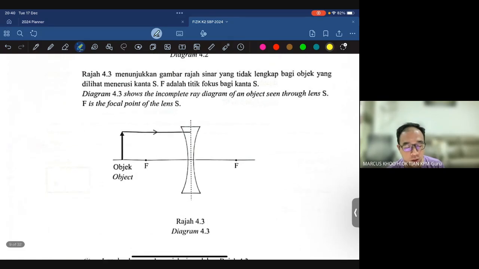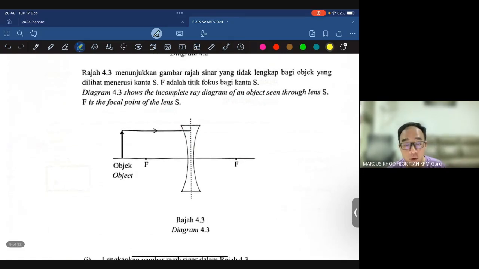Diagram 4.3 shows an incomplete ray diagram of an object seen through lens S. Fine. This is a concave lens drawing. Of the 2 drawings that I would recommend you to memorize, because it's very easy, are concave lens and convex mirror. Because these two are confirm always virtual, upright, diminished. Kau akan tahu ini.